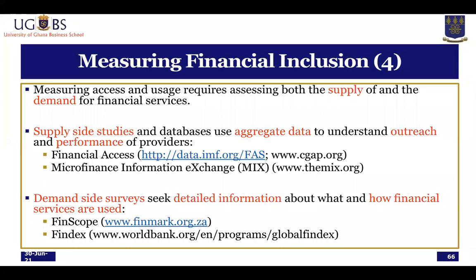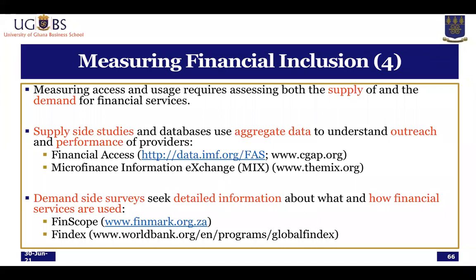So there are a number of supply side studies and databases that use IT to understand what we call outreach and performance of providers. Outreach here is more about how they are able to reach out to the people who are not included, how far and wide they are able to cover with their services. You can find some of this data with Financial Access and CGAP, etc. It gives you some information that you might find useful even for research purposes. And then when it comes to the demand side, it's mostly surveys, seeking detailed information about what and how people use the financial services.